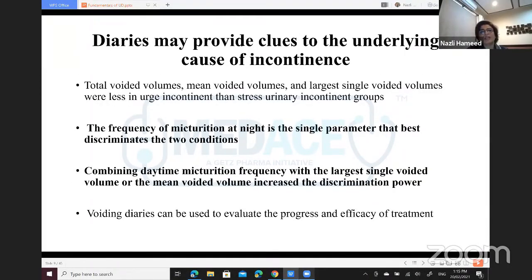In the voiding diaries, the frequency of micturition at night is the single best parameter, which is very helpful in discriminating between the two commonest causes of incontinence, stress incontinence and urgent incontinence. And if we combine the daytime micturition frequency with the largest single volume voided or the mean voided volume, that further enhances the discrimination power of these diaries between these two types of incontinence.